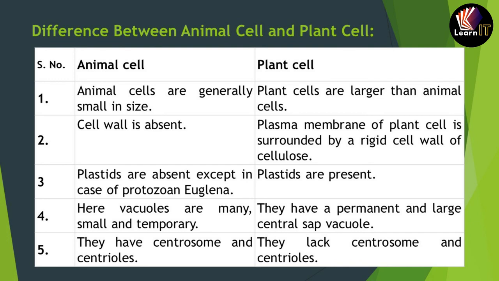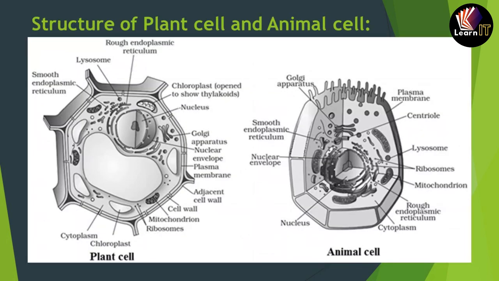And the last point is that animal cells have centrosome and centrioles, but plant cells don't have such centrosome or centrioles, or if they have, they lack it. Now we move on to the last topic, which is the structure of plant cell and animal cell. It is basically the difference between the plant cell and animal cell, which we have just discussed. Please make sure to draw this diagram and to learn all the labeling present in it. And if you do this, we can move further to the next topic.